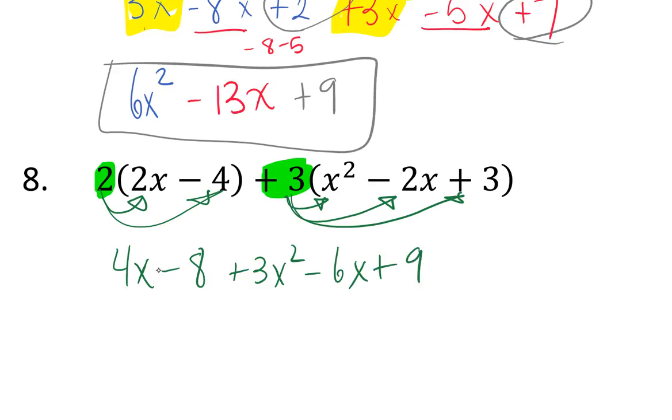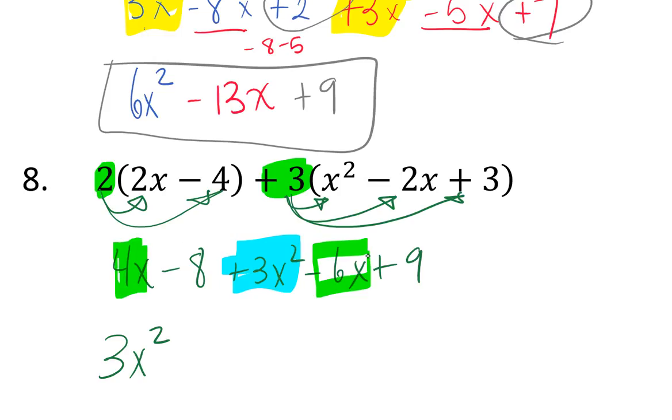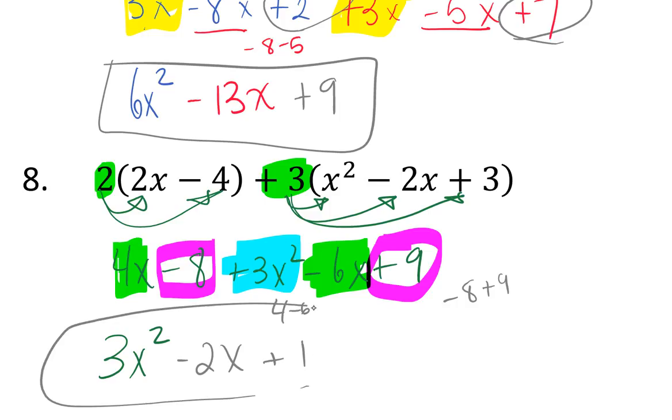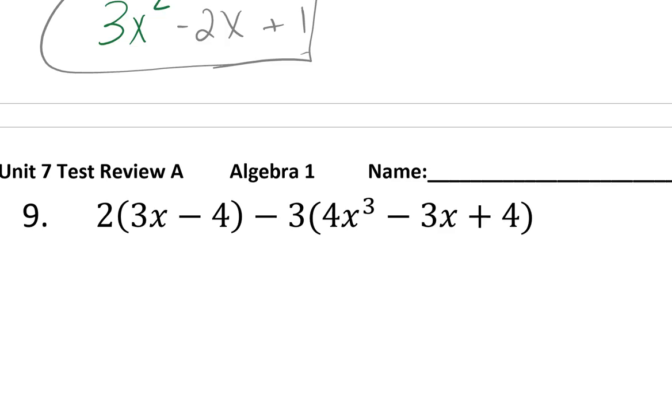Go through our like terms. There is no other x squared, so we just get to bring that guy down. There is, however, another 4x, another x term right there. I have 2 x's. So 4 minus 6 is negative 2, and then x. And then the last one is negative 8 plus 9. That's negative 8 plus 9, so that's plus 1. And there we go. And then let's solve one more.